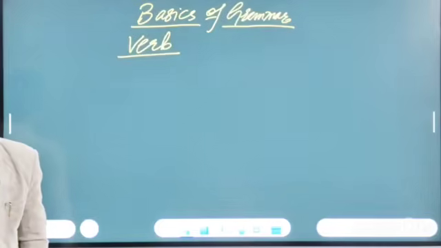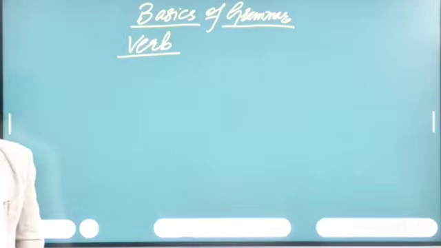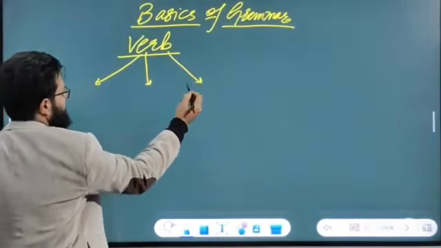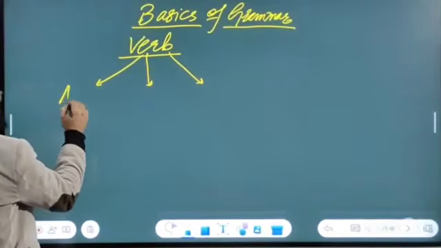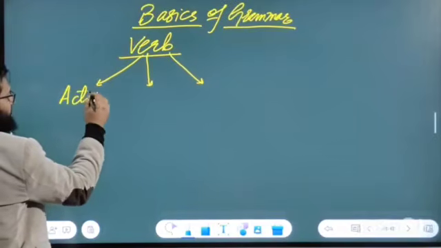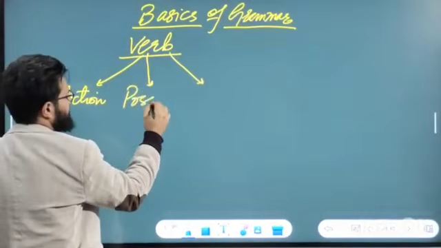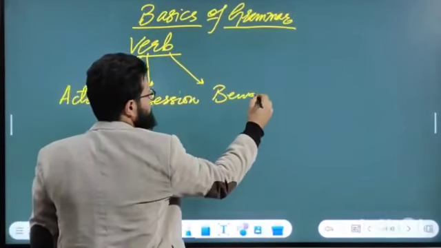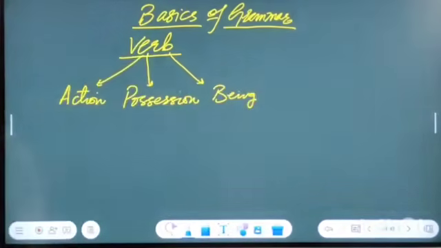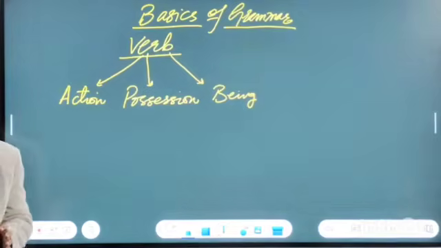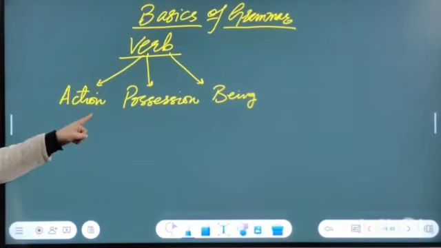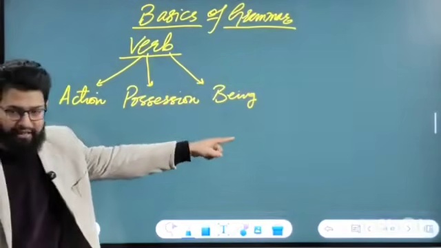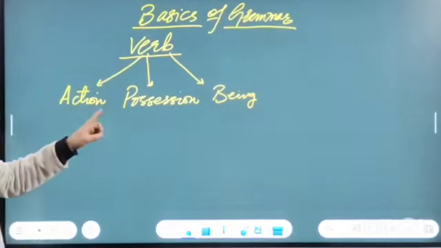So what would be the definition of verb? Definition of verb. I would give you three elements of verb: action, position, and being. Any word which shows you an action or position or being. Being may confuse you, I'll define it.